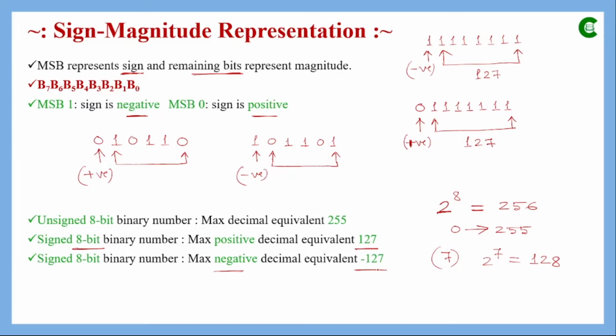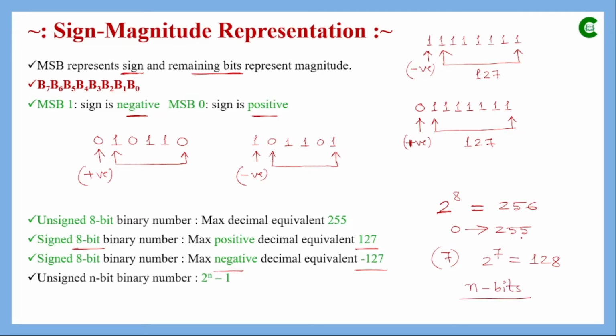And in the case of sign magnitude representation, we have the concept of positive 0 and negative 0. That's why in the positive half it is 127, and also in the negative half it is minus 127. Now suppose we generalize. If it is an unsigned binary number and we have n bits, then in the case of 8 bits, what we have seen, 2 to the power 8, is 256.